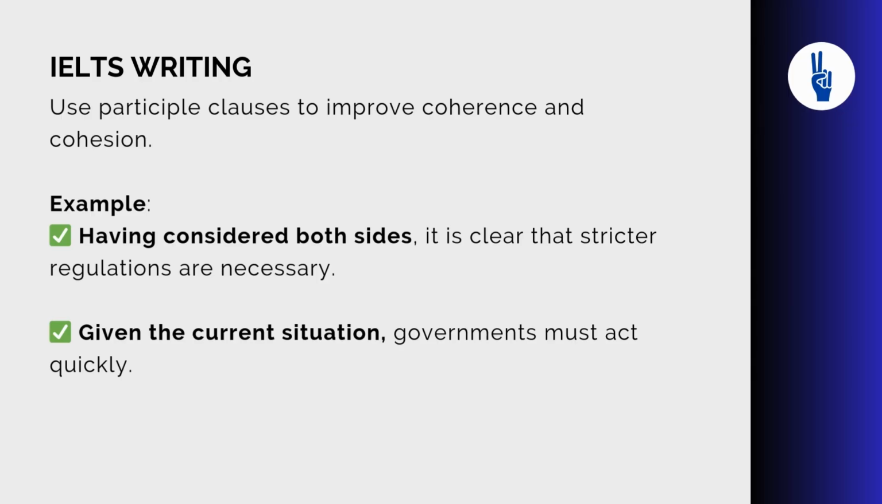In IELTS Writing Task 2, you can use participle clauses to improve coherence and cohesion. For example, having considered both sides, it is clear that stricter regulations are necessary. Given the current situation, governments must act quickly. Sounds formal and natural, right?